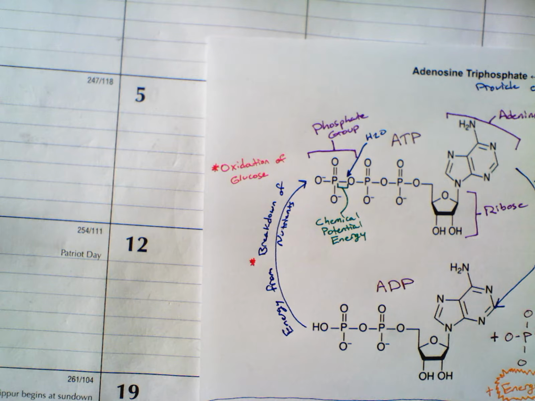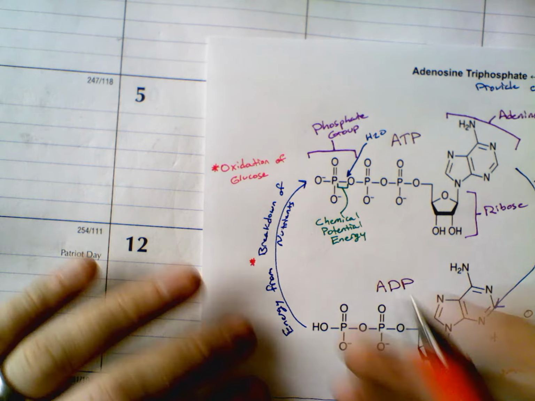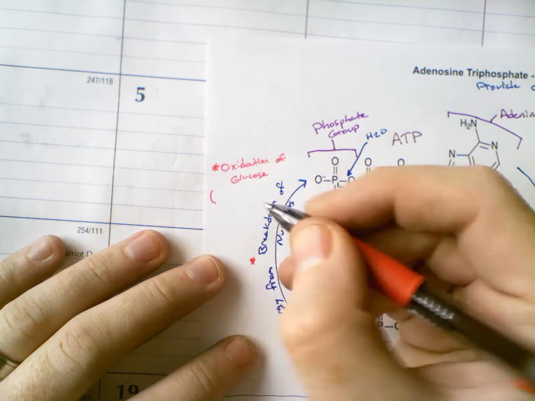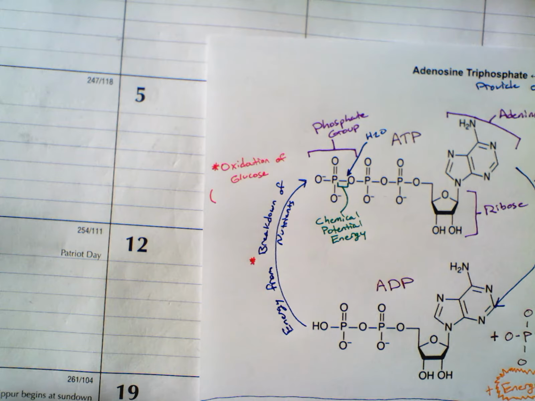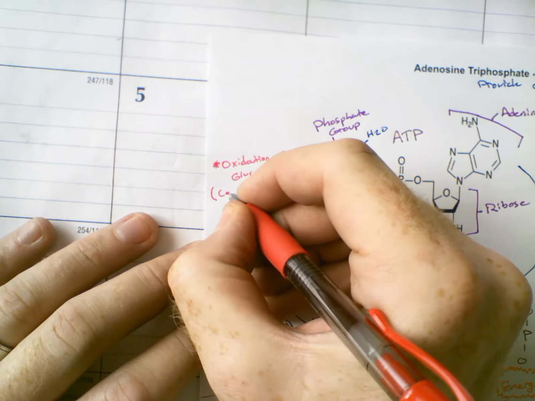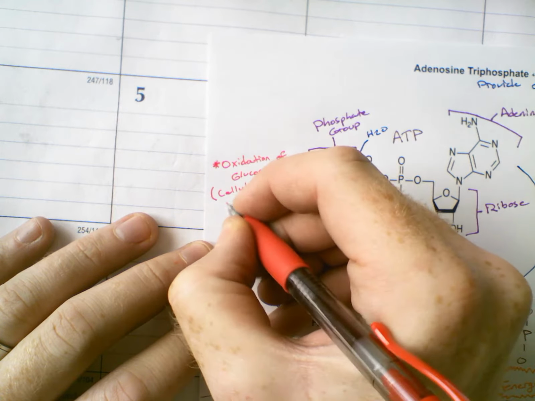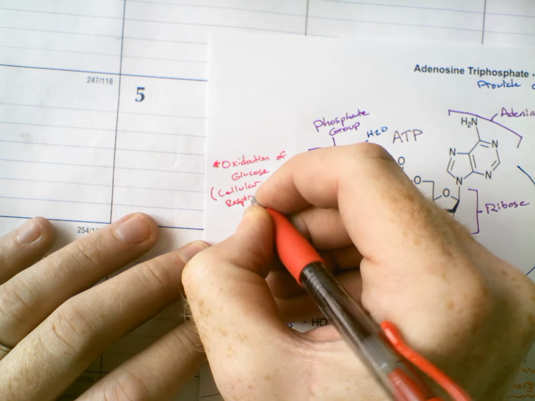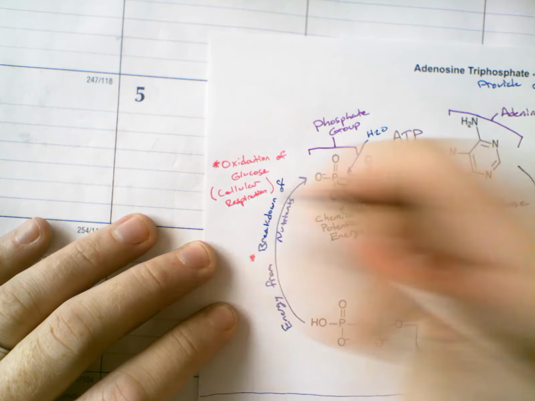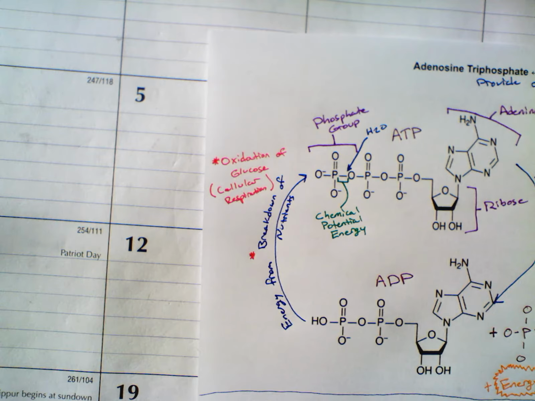All right. What process does this happen in? Oxidation of glucose. What big metabolic idea is that? No. Think more cellular than that. Think more like cellular breathing. Yeah, cellular respiration. The formation of ATP is the final step in cellular respiration.